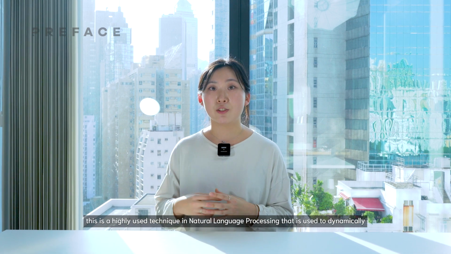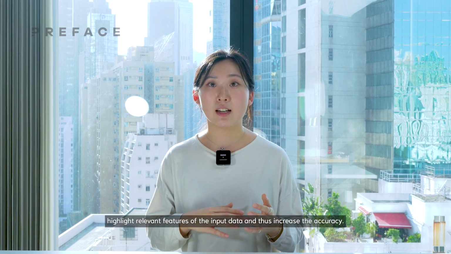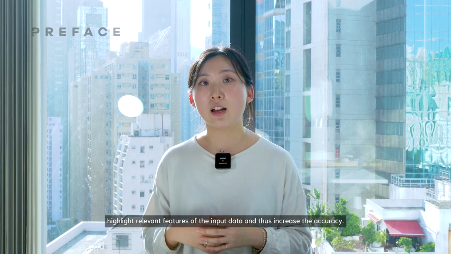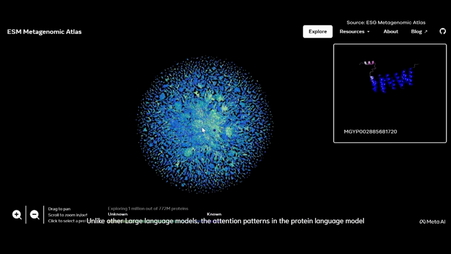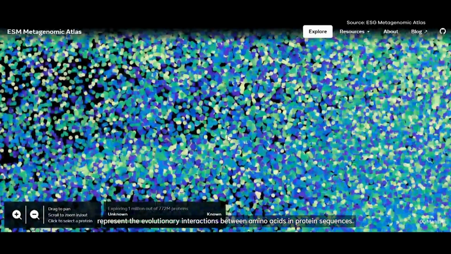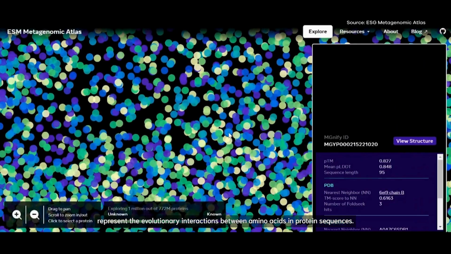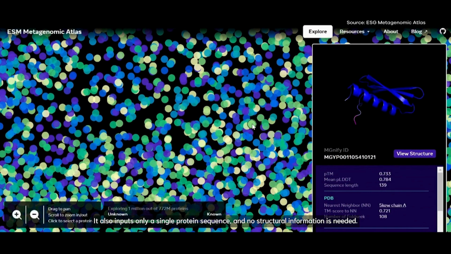This is a highly used technique in natural language processing that is used to dynamically highlight relevant features of the input data and thus increase the accuracy. Unlike other large language models, the attention patterns in the protein language model represent the evolutionary interactions between amino acids and protein sequences. It also inputs only a single protein sequence and no structural information is needed.